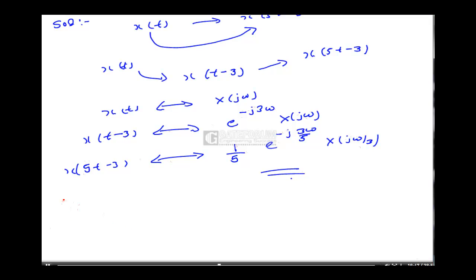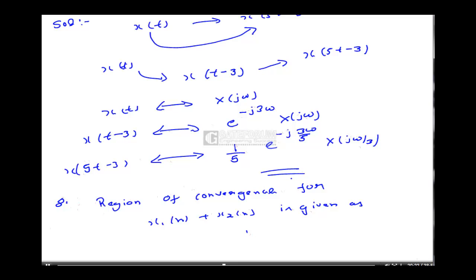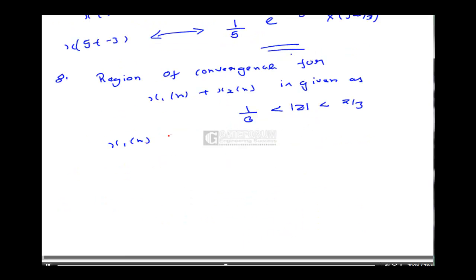Again one more problem from the same 2006 GATE exam. The region of convergence for the sequence x1 of n plus x2 of n is given, and that region of convergence is 1 by 3 less than mod z less than 2 by 3. Then they ask to find the region of convergence for x1 of n minus x2 of n.